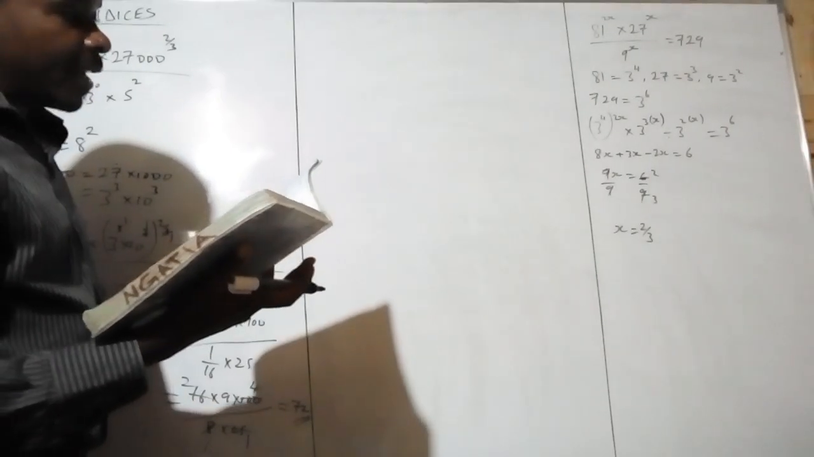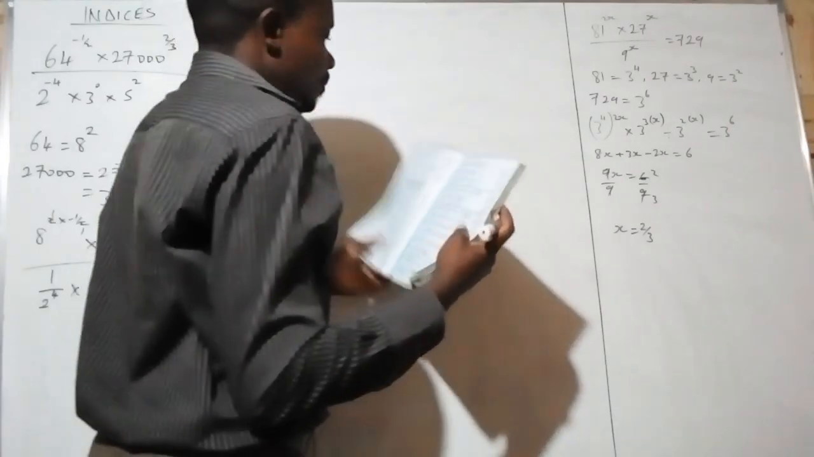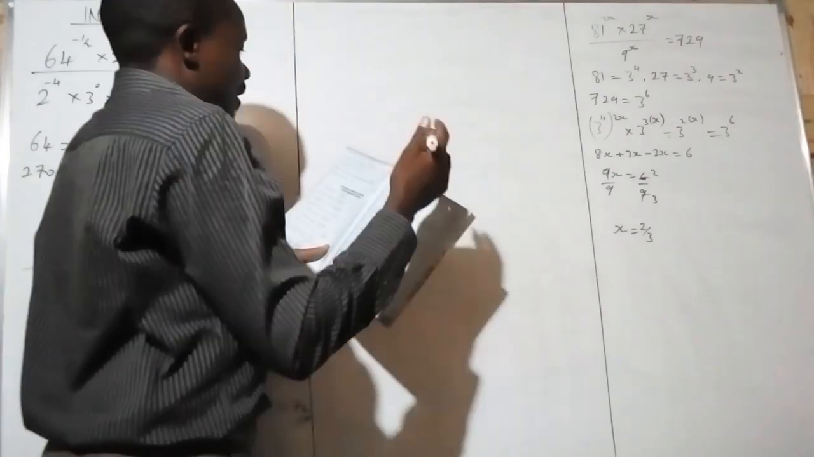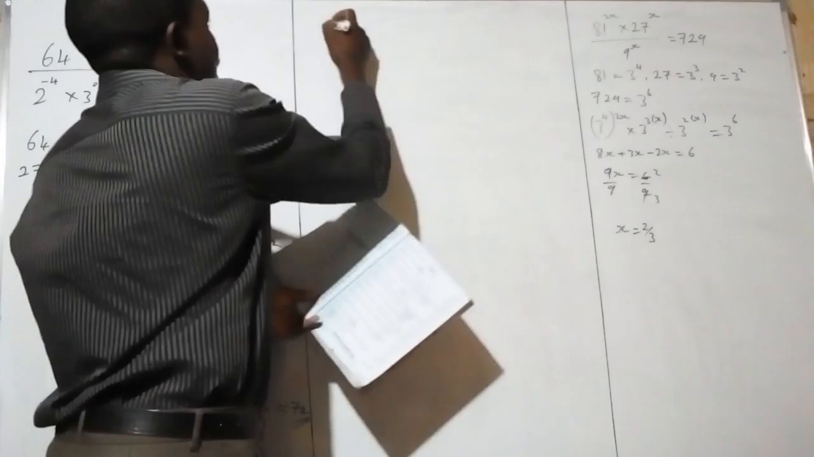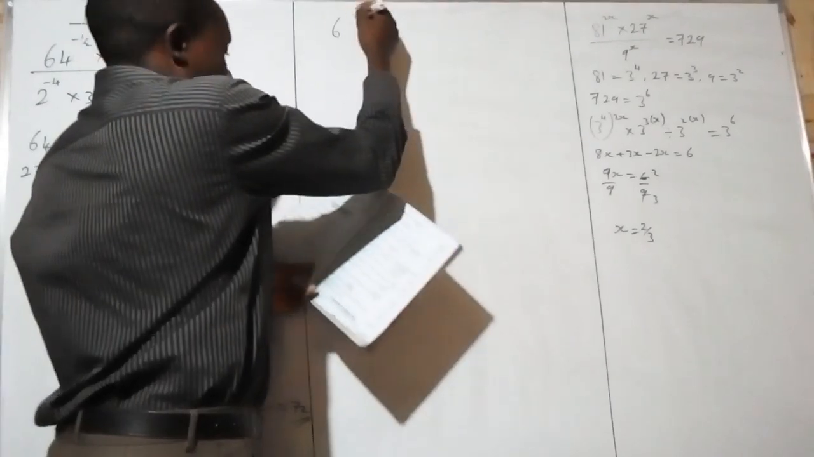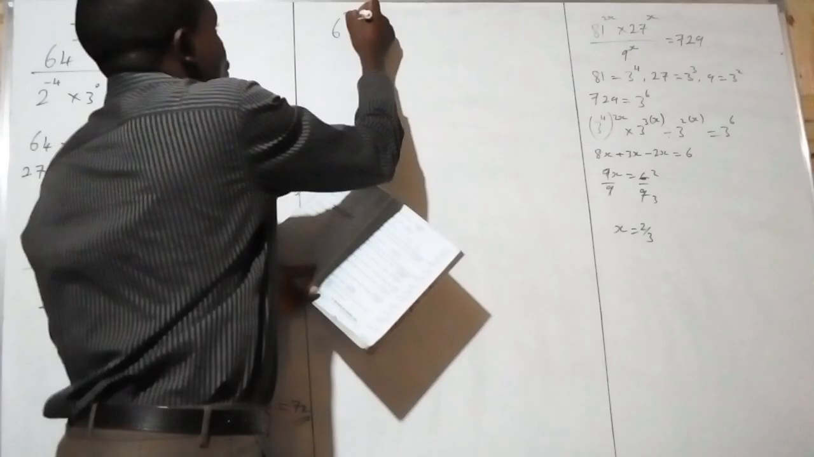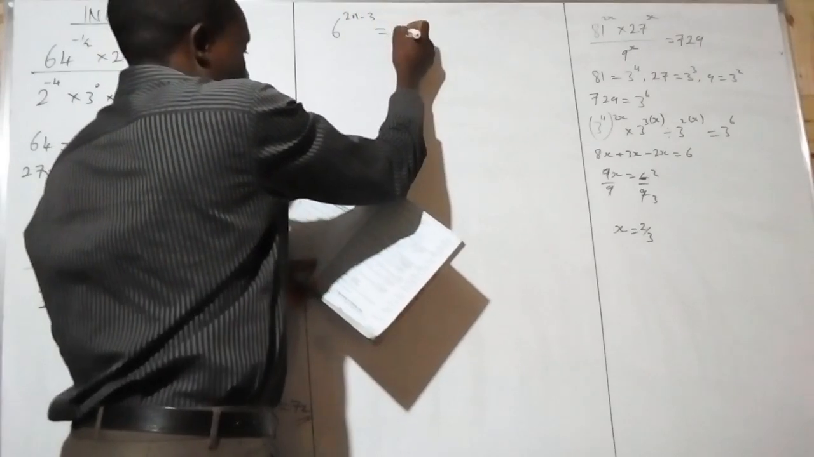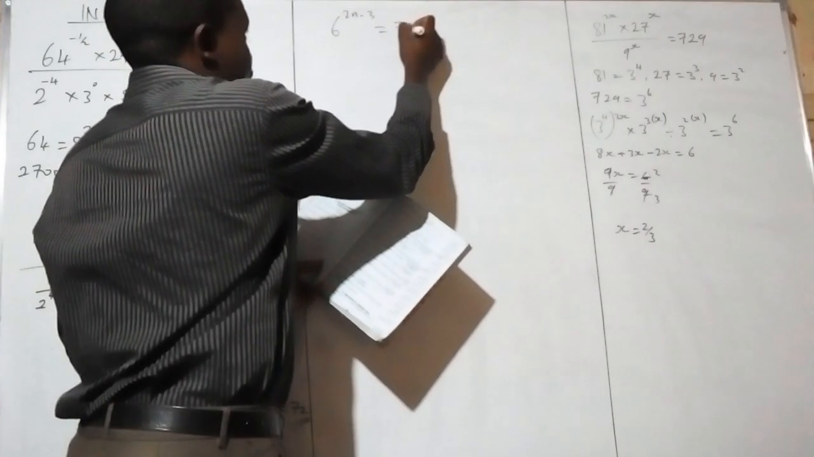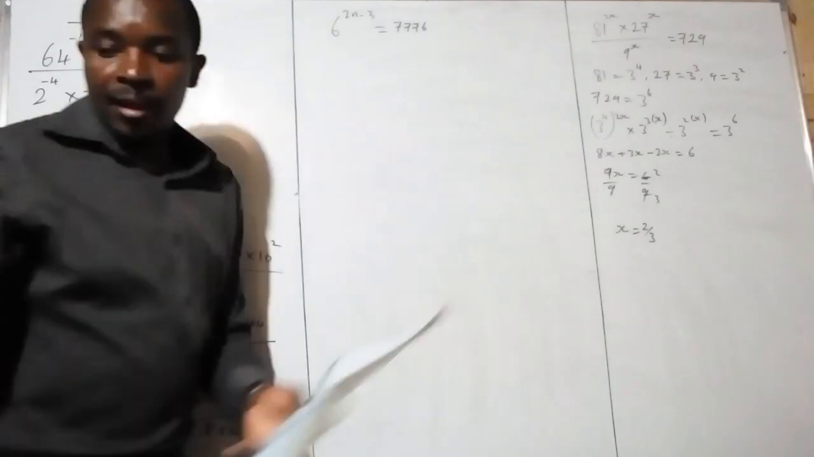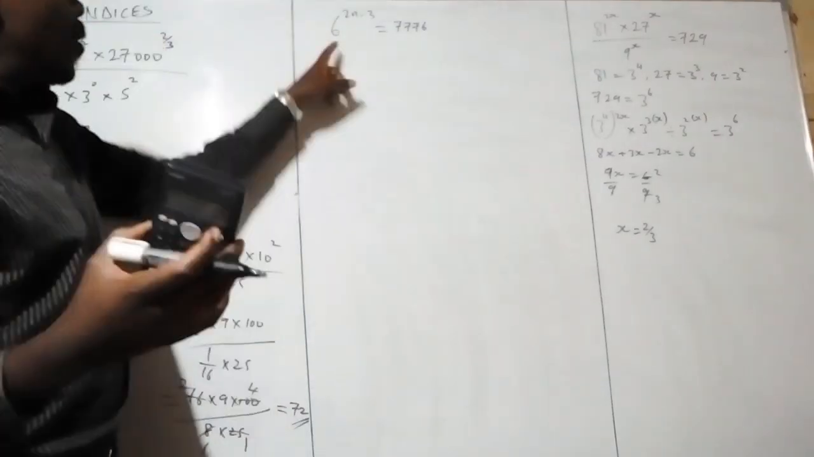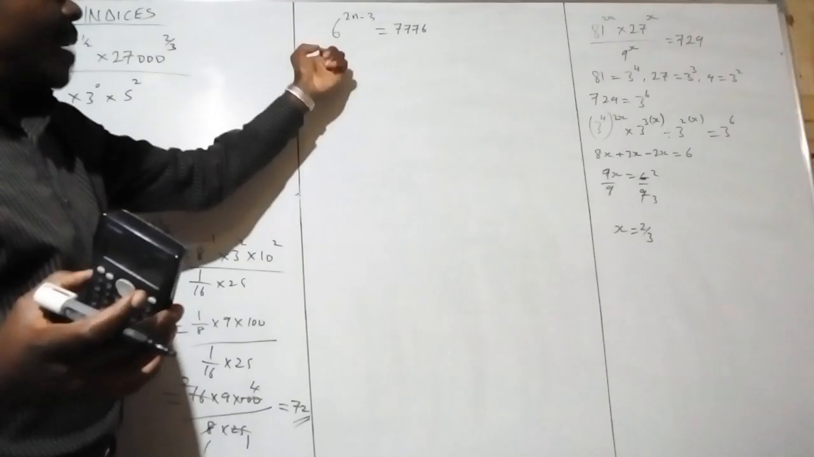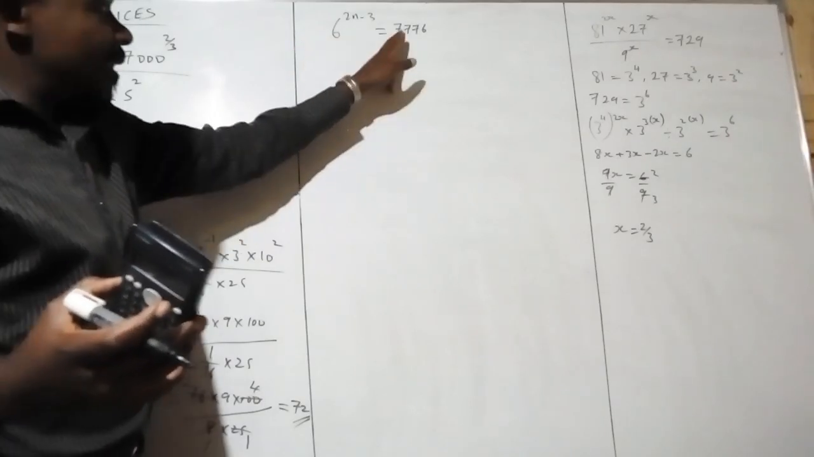You are given 6 raised power 2n minus 3 is equals to 7776. What is guiding me in this question? It's the number on my left hand side. It means 7776 can be expressed to base 6.